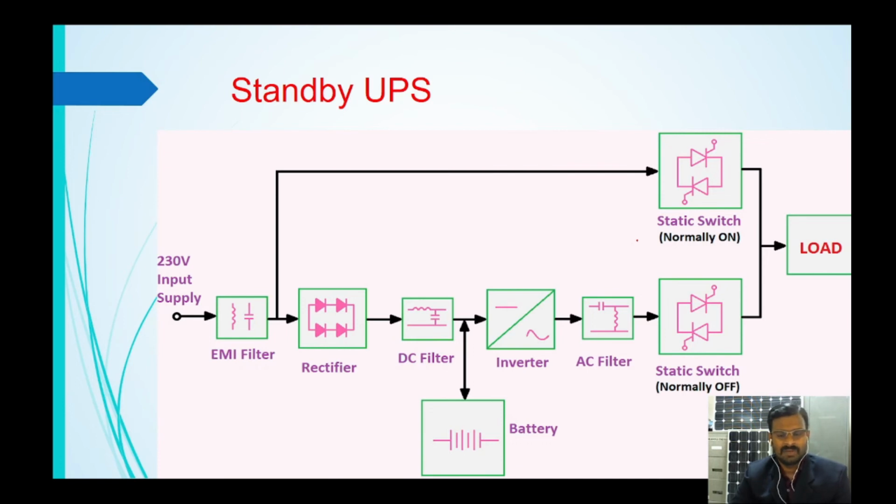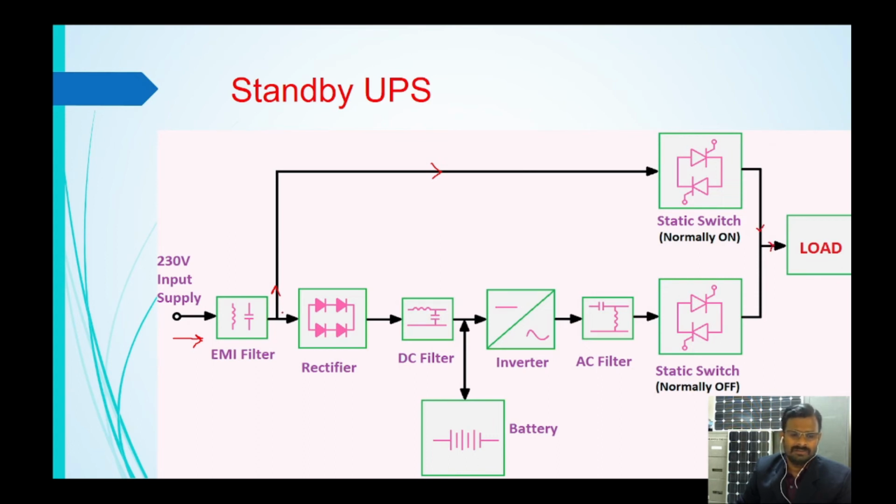Now we will see the standby UPS. The block diagram representation is given here. So here we have an EMI filter. We have a 230 volt supply here. This 230 volt supply is coming from the utility, and it goes to the EMI filter. Sometimes we have a surge suppressor also. Here they are represented as an EMI filter, and this filter will remove the noise coming from the line, and the power will flow to the static switch. From the static switch, the power will be given to the load.